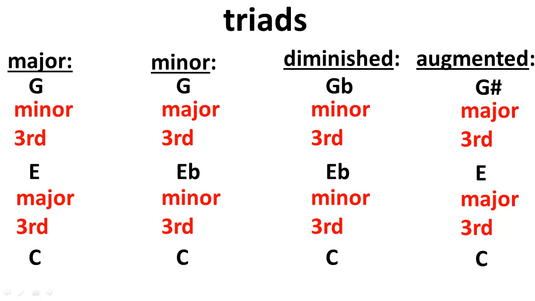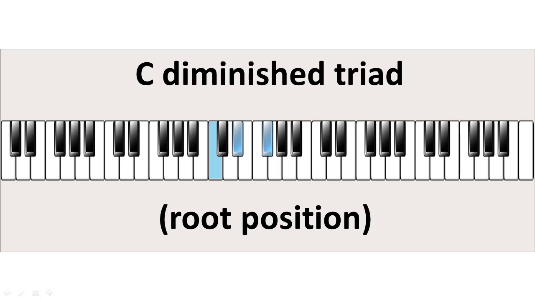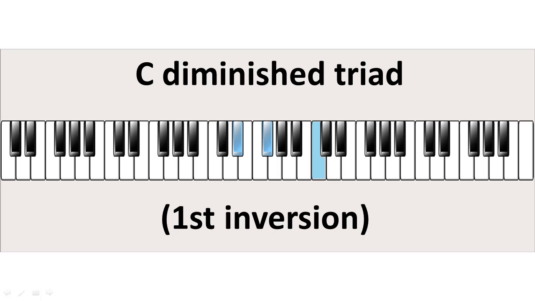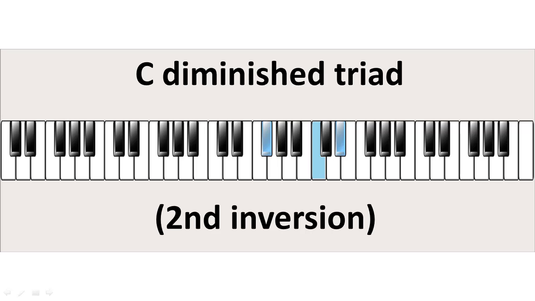Now, let me show you the C diminished triad on the keyboard. Since the C is at the bottom, we call this the C diminished triad in root position. Like always, you can of course also make inversions. Here's the C diminished triad in first inversion, and here the C diminished triad in second inversion. So every time take the bottom note and move it to the top.